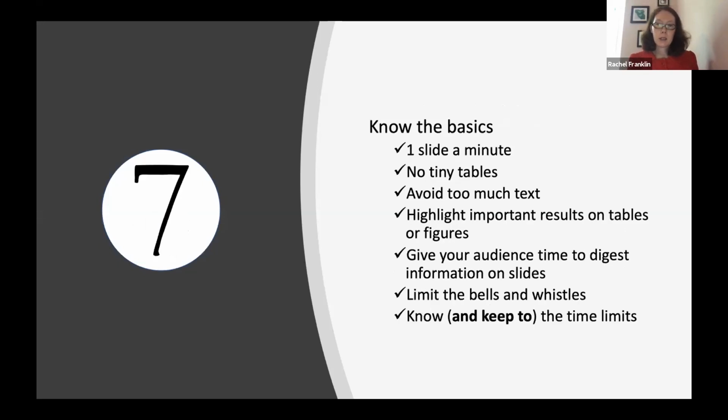Know the basics. So this is basic presentation 101. Typically, we estimate about a slide a minute. So if somebody has invited you to give a talk for 45 minutes, which is a normal academic length, don't do 60 or 70 slides. What I often see people do is that they'll have 70 slides and they'll say, it's okay, some of them I'm not going to sit on for very long. I'm going to move very quickly. But in reality, this doesn't happen.